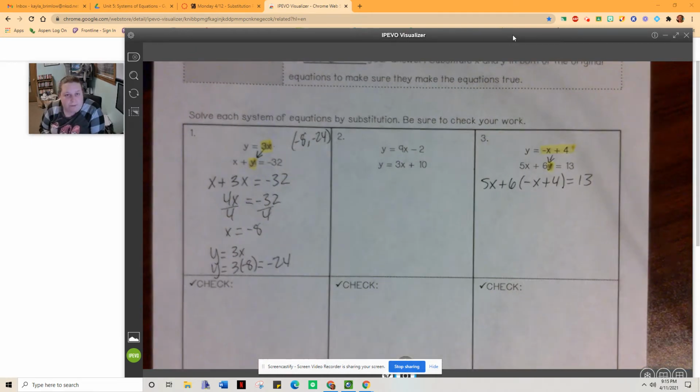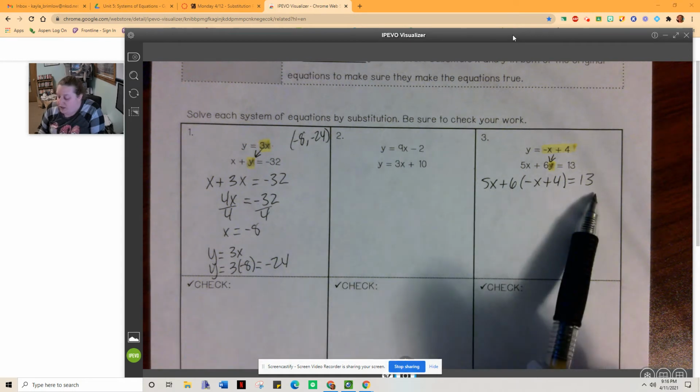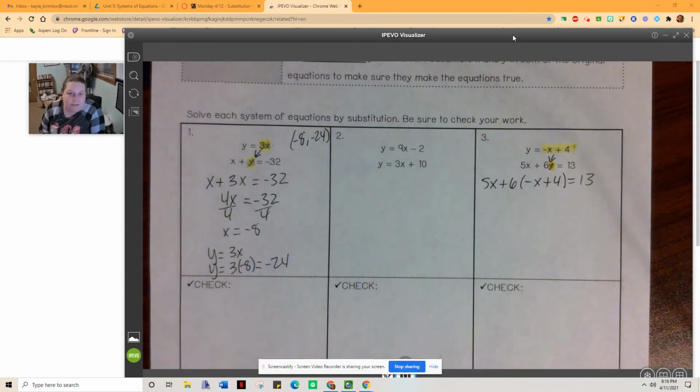So I use parentheses just to separate that expression for y. And if we look across, you can see we're only working with x now. It's the only variable we have, so we can solve this equation using what we know about equations.